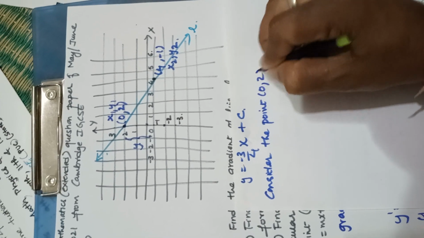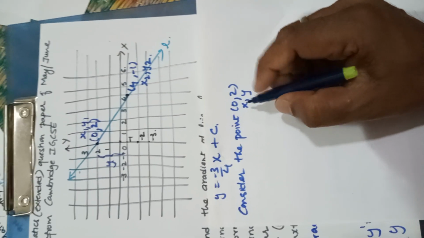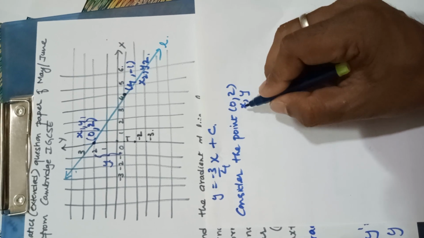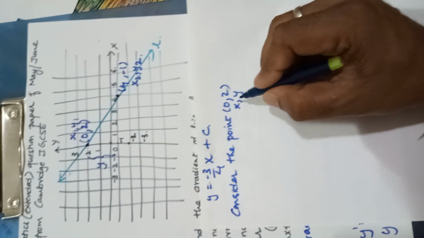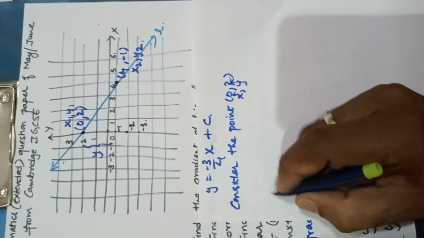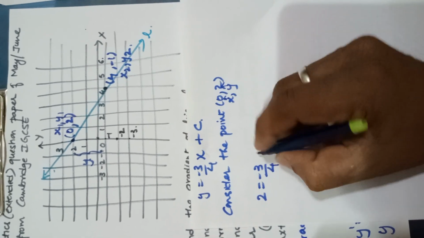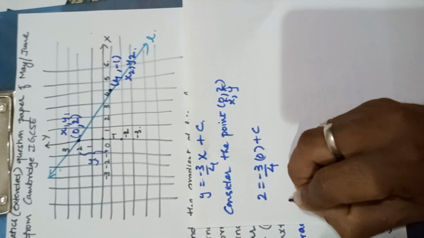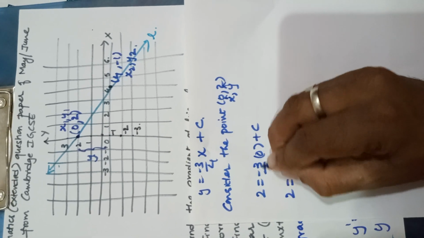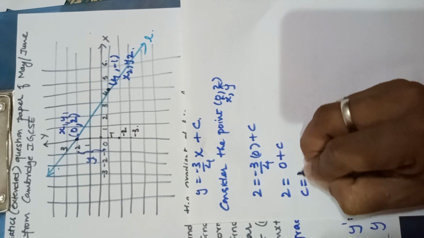So this is like x, y. Generally any coordinate of any point is written as x, y. So the value of x is 0 here, the y value is 2 here. I shall substitute this here. So y is equal to minus 3 by 4 x plus c. What is the value of x? It is 0. So 2 is equal to minus 3 by 4 into 0, which is 0, plus c. So from this I can say c is equal to 2. In this way also we are able to find the value of c.